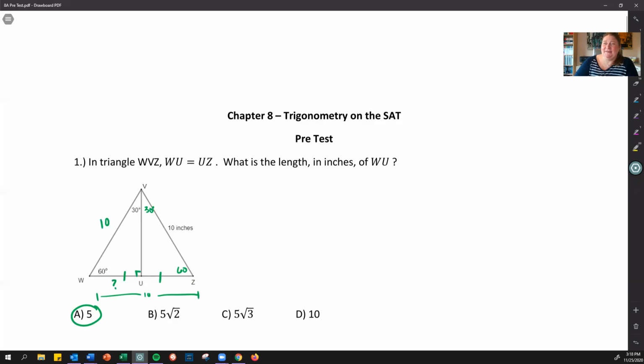Now this is a nice trigonometry question. You might not even think of it as trigonometry because we didn't have to do sine or cosine, but by definition, trigonometry is questions about the measurement of triangles. So this would be a nice introductory question about trig.